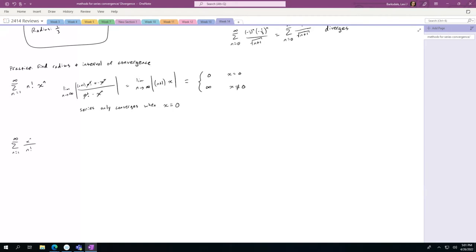So because we only converge at a single point, well, then the radius is actually equal to 0. And the interval, well, it isn't really an interval at all. It's actually just a single point, 0, which we could write as x equals 0.